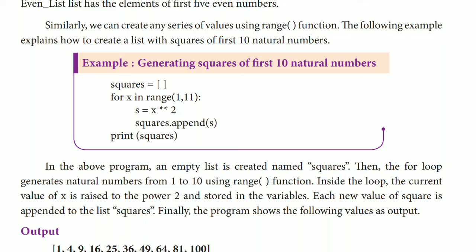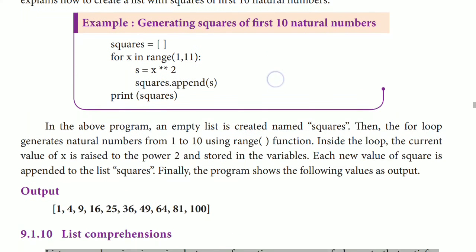After finishing the loop, the print statement is used to print the value of square. So in the above example, an empty list is created named square. Then the for loop generates natural numbers from 1 to 10 using the range function. Inside the loop, the current value of x is raised to power 2 and stored in the variable. Each new value of the square is appended to the list square. Finally, the program shows the following value as output.